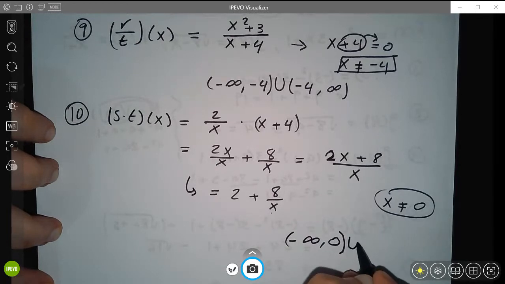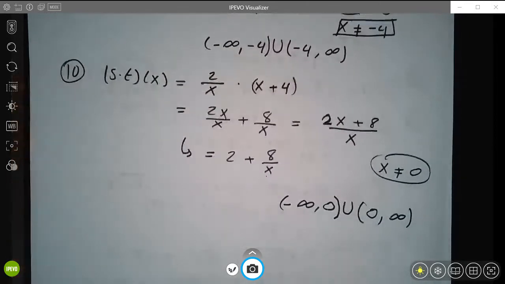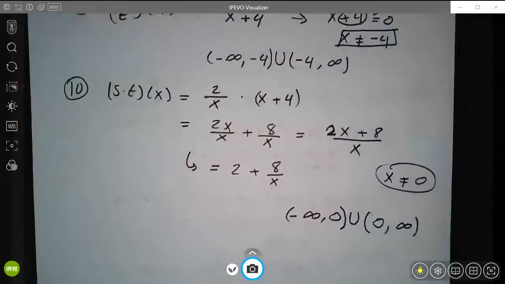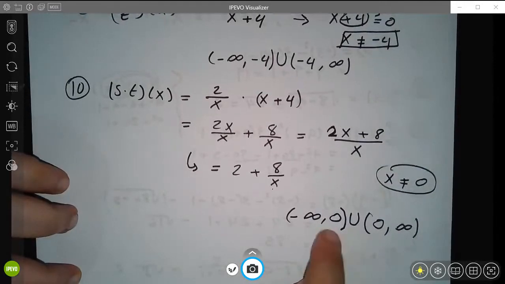0 is not going to be included. Union, another parenthesis. Start again at 0, and it goes all the way to positive infinity. Now, is it clear to everybody why the intervals here cut off at the value 0, but I'm still placing 0 at the end of both intervals?